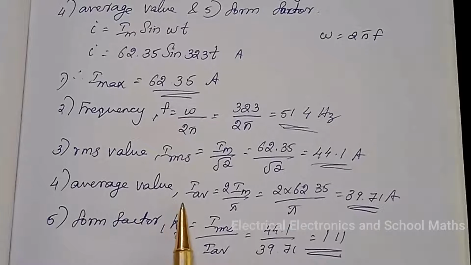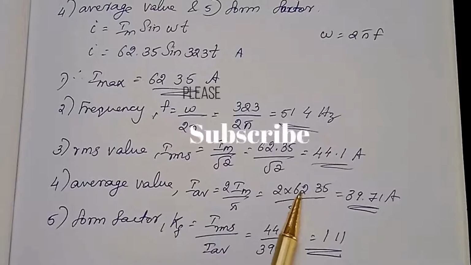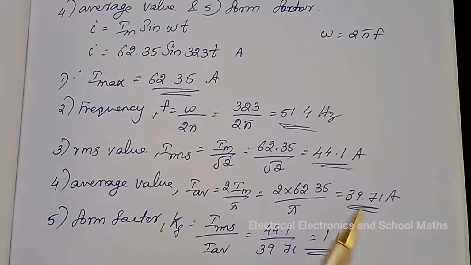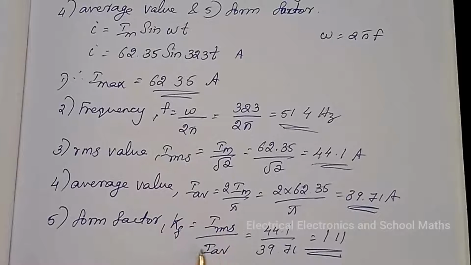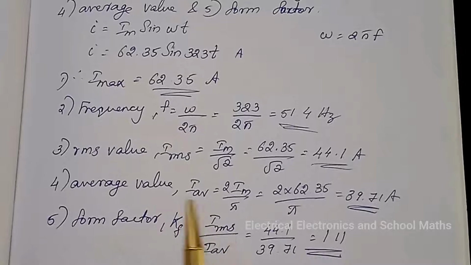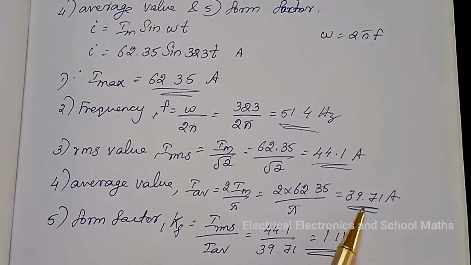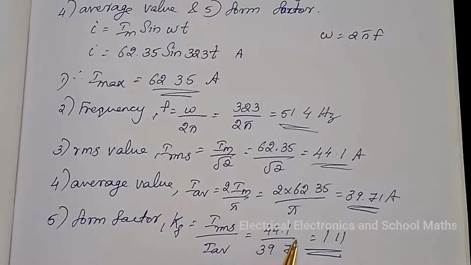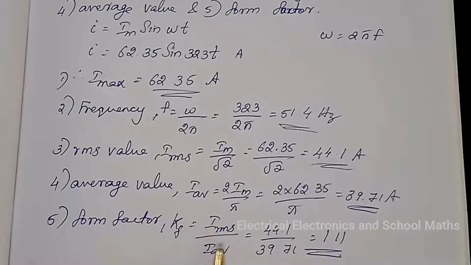Next is average value. Average value is 2 Im divided by pi. 2 into 62.35 divided by 3.14 equal to 39.71 ampere. And form factor is I RMS divided by I average. I RMS is 44.1 divided by 39.71, equal to 1.11. Note that form factor has no unit because both are amperes.